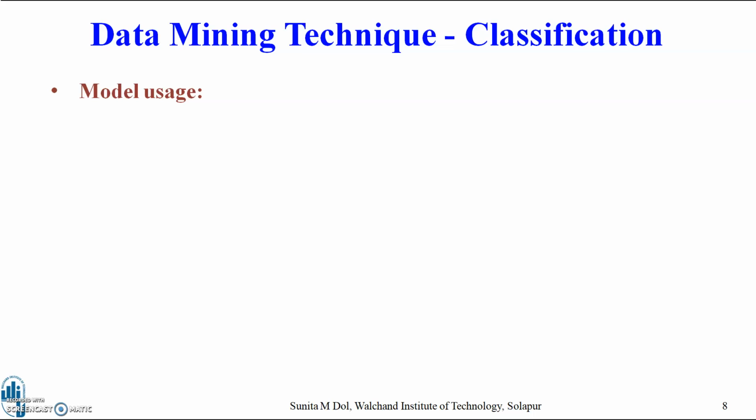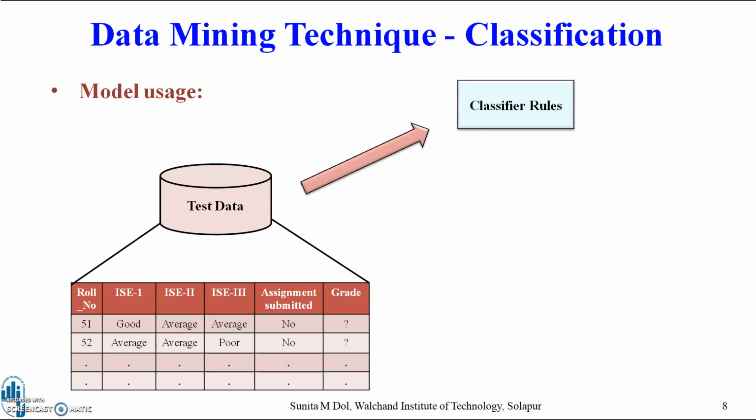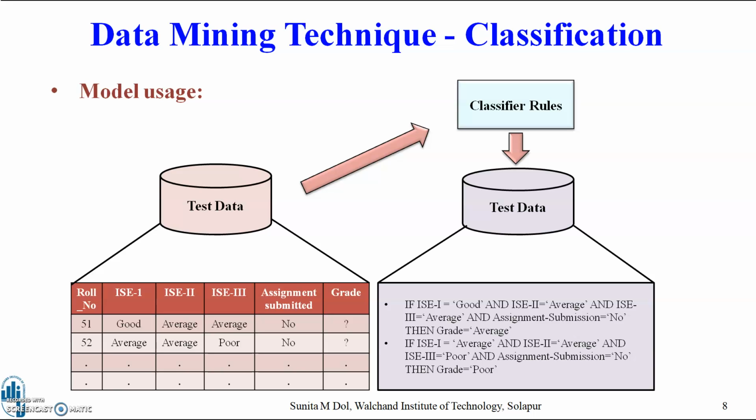So now consider the model usage diagram and the example. Here the test dataset consists of roll number, ISC1, ISC2, ISC3 and the assignment submitted, and here we have to predict the grade. After application of the classifier rule obtained in the model construction step, it predicts the class. So the predicted class for the test data set is shown here.